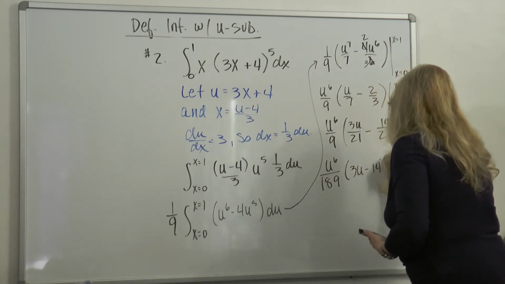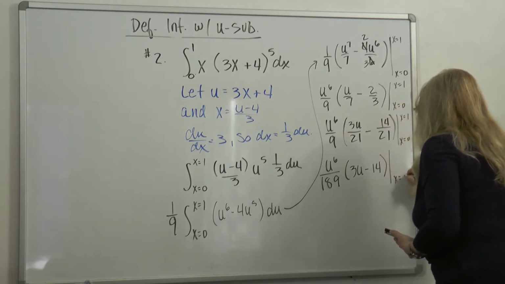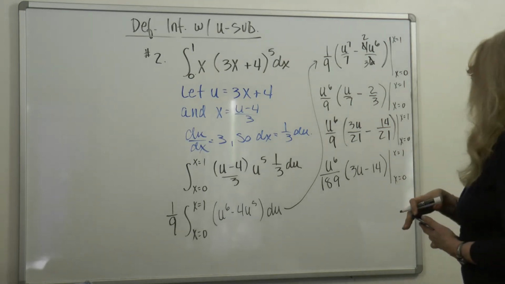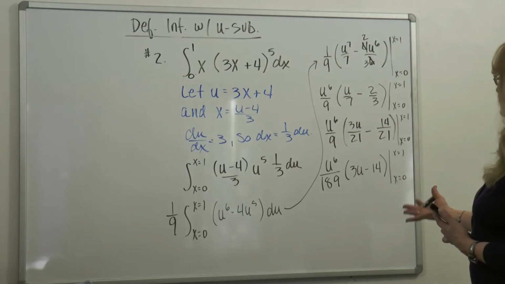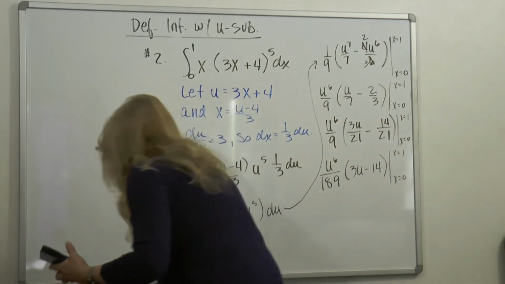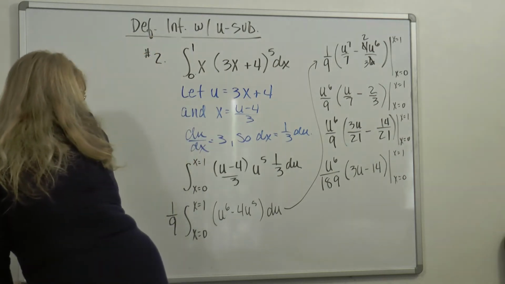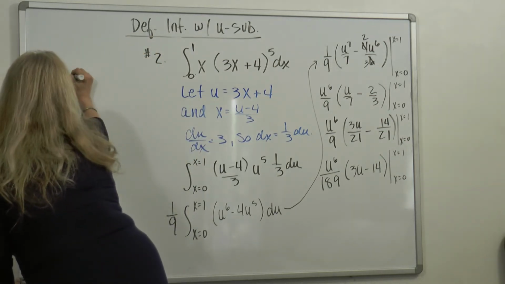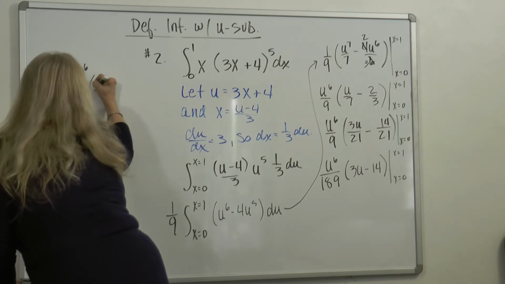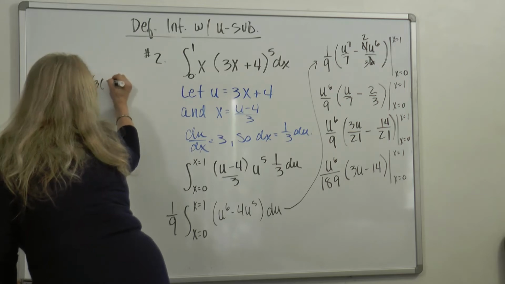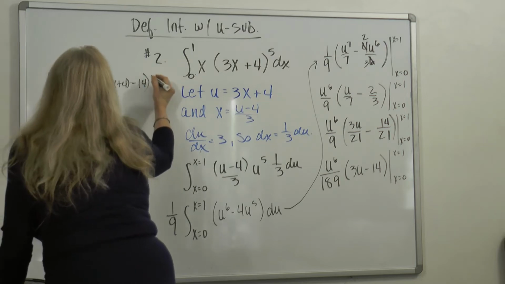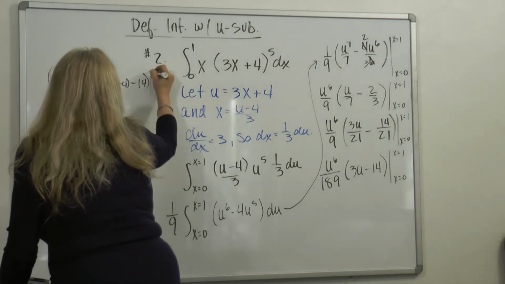3u minus 14, going from x equals 0 to x equals 1. There's nothing more that I can do to simplify that, so now I back substitute. I'll have (3x plus 4) to the 6th over 189 times 3 times (3x plus 4) minus 14. And now I'm done with the u, so I don't have to bother writing the x thing.